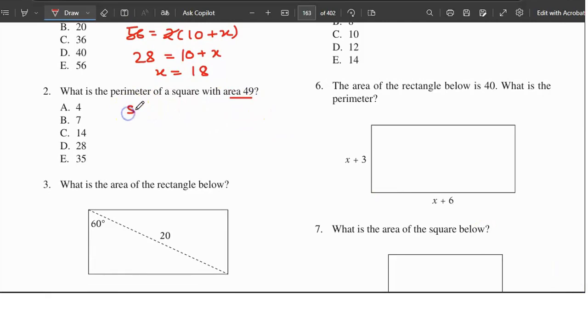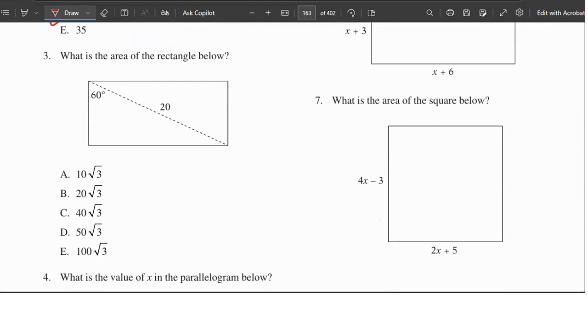So, area of a square is side square. Side square is coming as 49. Then the side of the square will be under root 49, that is 7. Now, the perimeter of a square is 4 into side. That will come as 4 into 7. That is 28. Option D is correct.